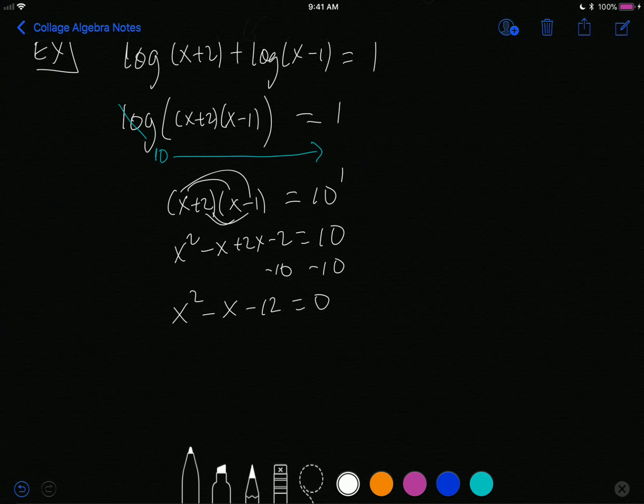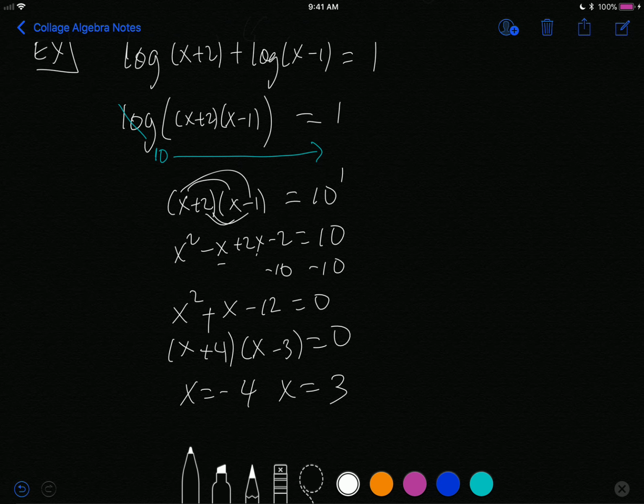And now I can factor this with happiness and joy. So it factors into x plus 4. No, x minus 4. Oh, I made a mistake. This and this gives me a positive x. So here goes: x plus 4 multiplied by x minus 3 equals 0. And so x equals negative 4, x equals 3.